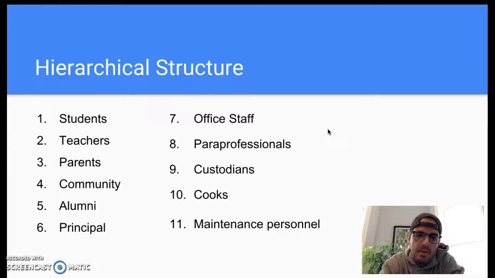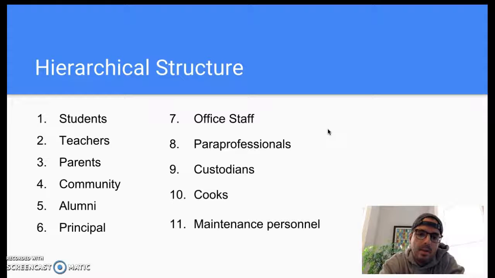The rest of the structure that I put through here follows the same basic pattern, and I focused mainly on groups of people who touched or had the greatest influence on the students, and that's how I went about making my list, with the thought in mind that the students are the most important. So number two in the hierarchy would be teachers. I think they have the most important influence on the students.